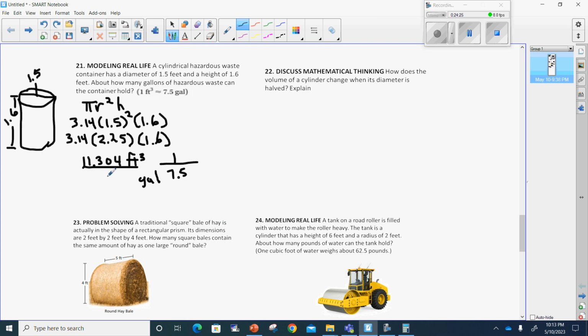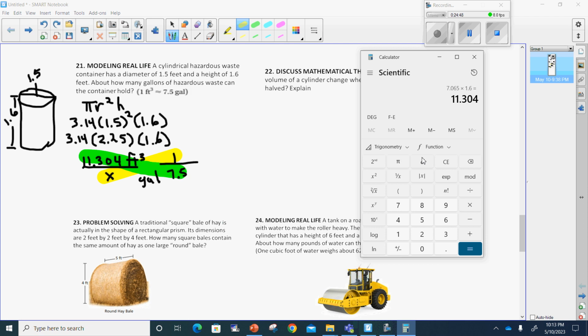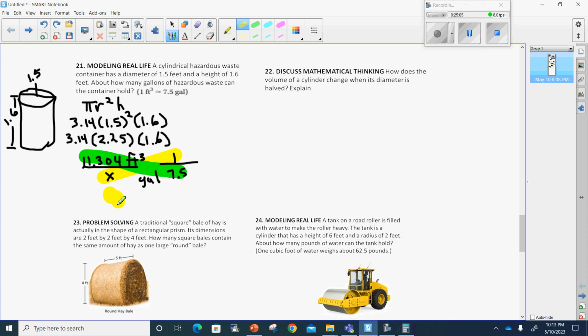We want to know how many gallons it's going to be over here. We're going to cross multiply. I've got to take 11.304 and multiply it to 7.5. That has to equal 1 times x, which is x, right? So let's go ahead and multiply those numbers together. We get 11.304 times 7.5. That's going to be 84.78.